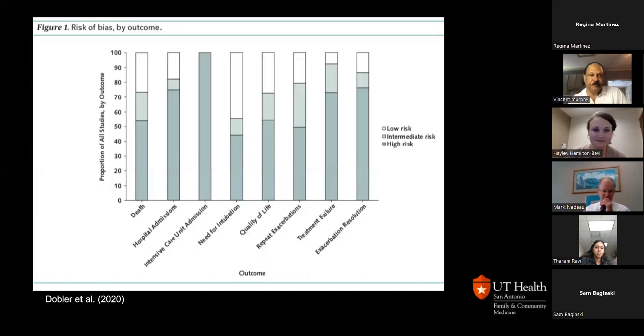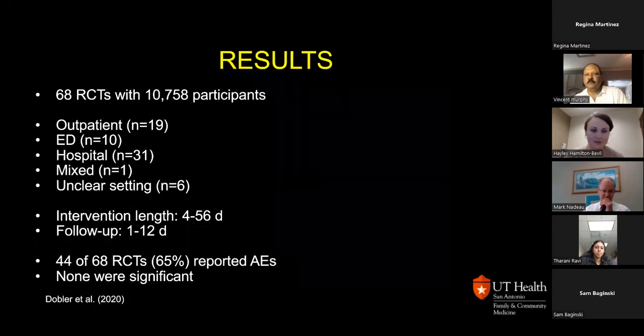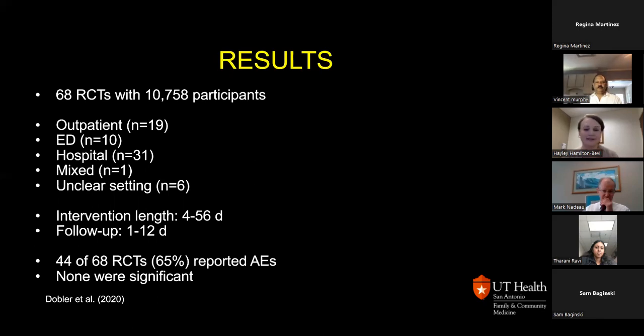All right. So results, what did they find with all these RCTs? They had several settings that they looked at: patients in outpatient, in the emergency room, hospital, and in a few studies, it wasn't really clear. In one study, they moved from outpatient to inpatient. So we've got a variety of severities and settings. Different studies had different intervention lengths and follow-ups. So you can see that varied from 4 to 56 days, and the follow-ups varied as well.